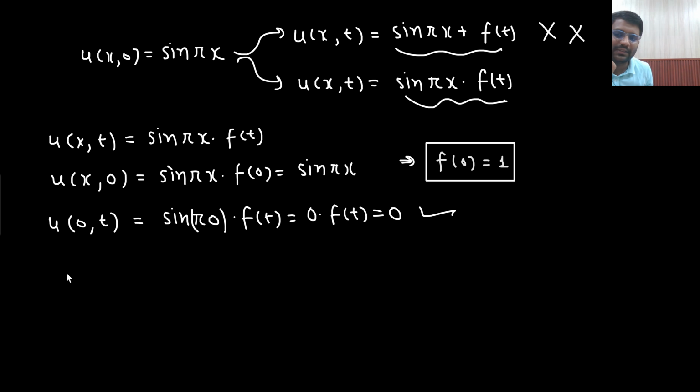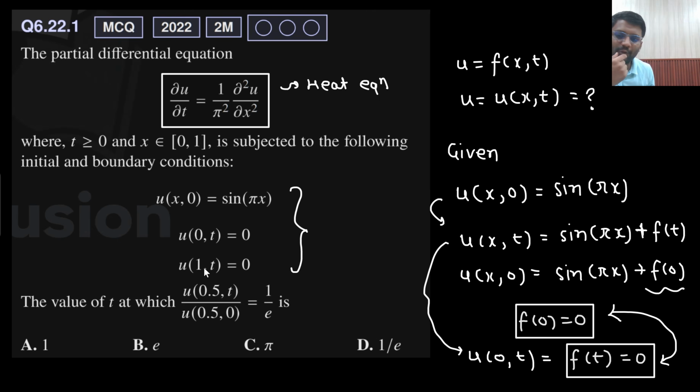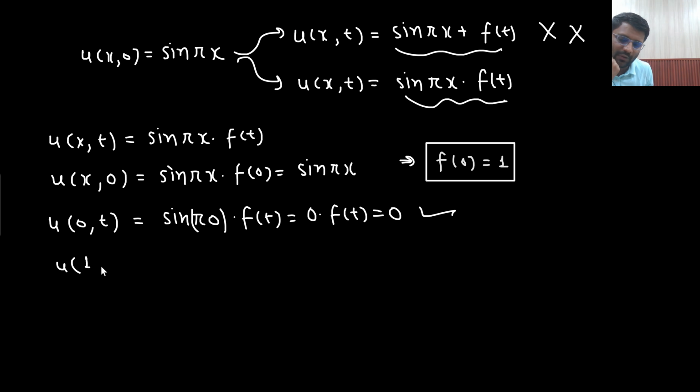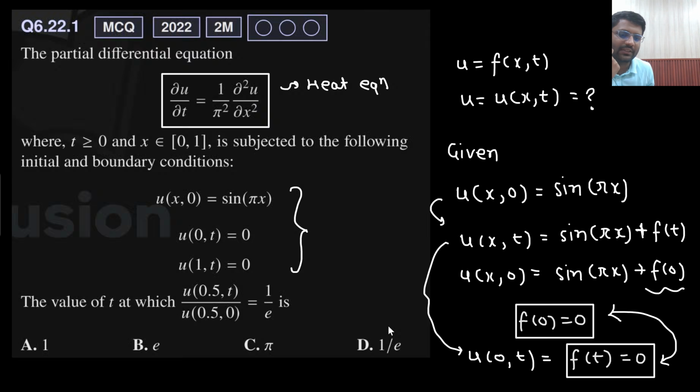Yes, we are able to satisfy this. And, sir, in place of x if you put 1, and in place of t if you put t only, then are you able to satisfy the condition? In place of x I am putting 1, so it will become sin pi only, right? And in place of t I am putting t only, so sin pi is 0. So 0 into f of t is coming out to be 0 only. Yes, I am able to satisfy this condition as well.